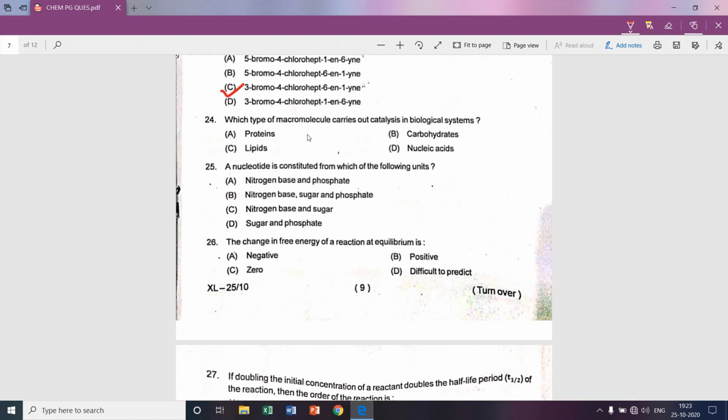Then question 24. Which type of macromolecule carries out catalysis in biological systems? Your answer is A. That is proteins, because the catalysis in biological systems is carried out generally by enzymes, and the enzymes are generally proteins.